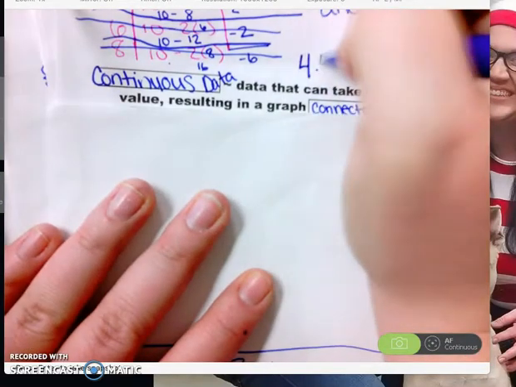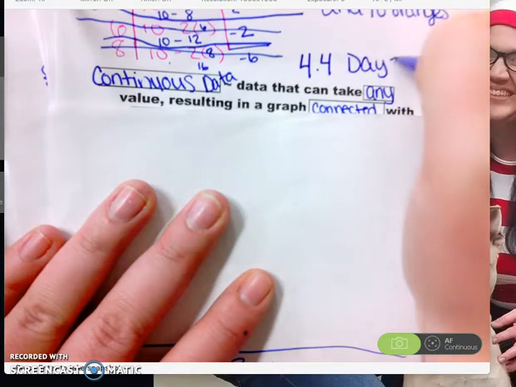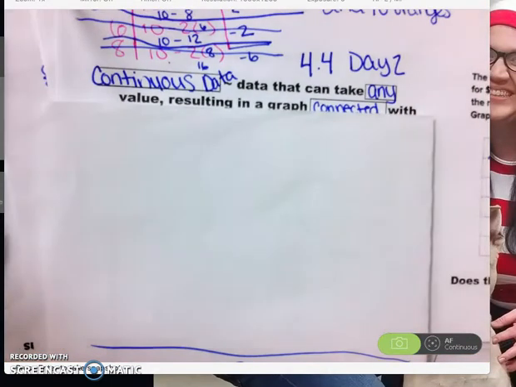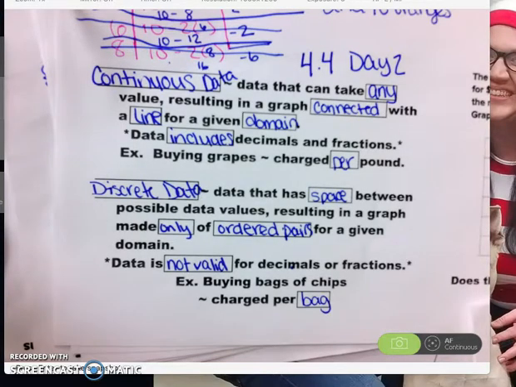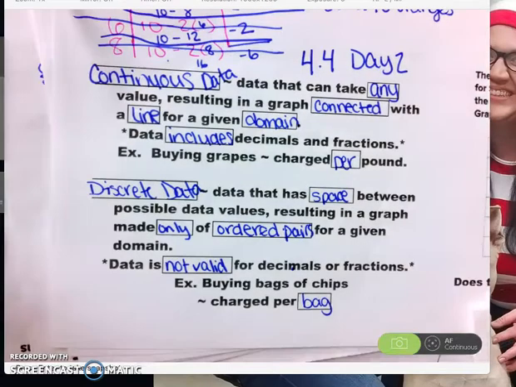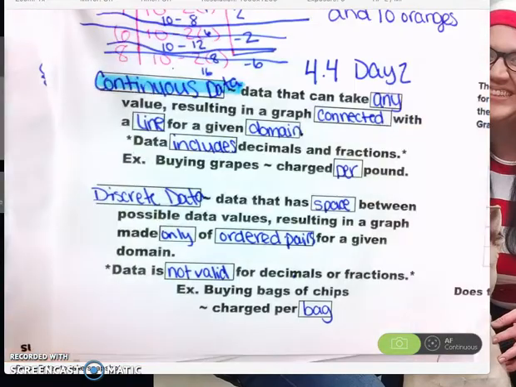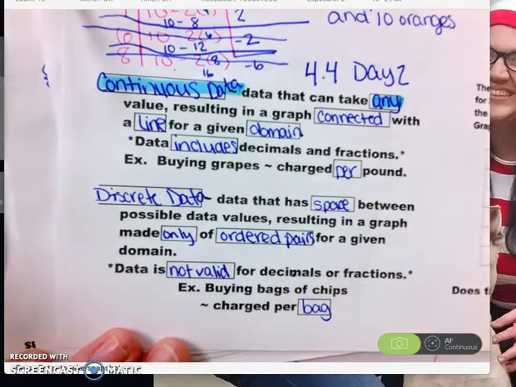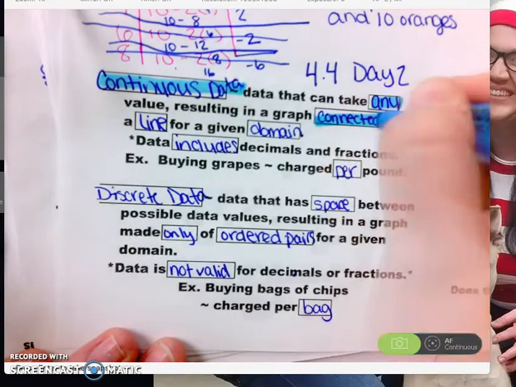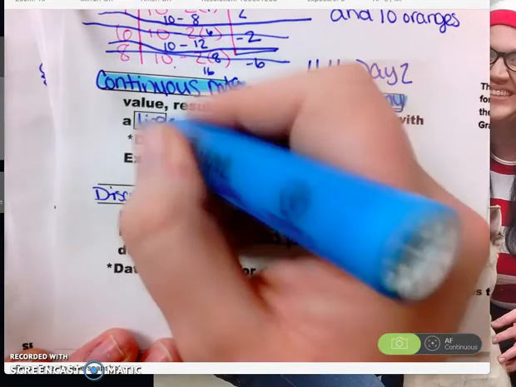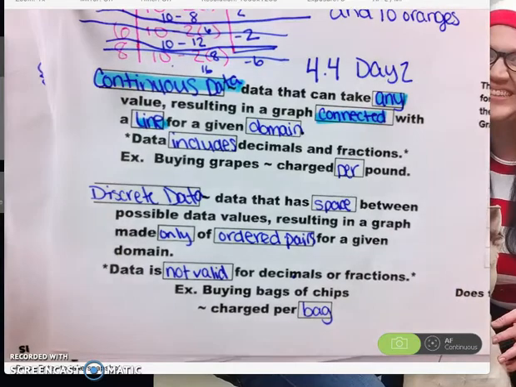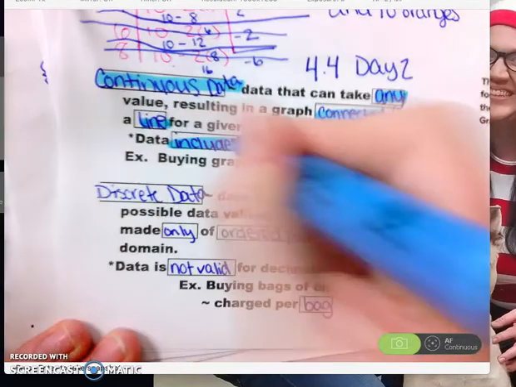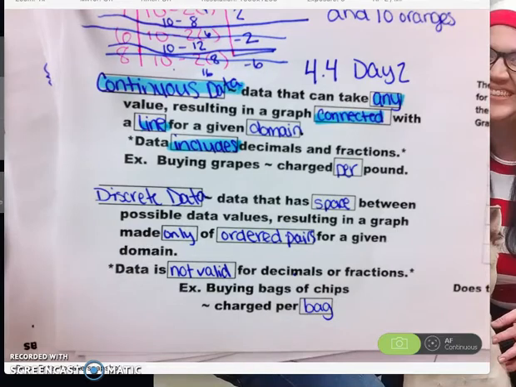This is 4.4, day 2. We're going to be continuing to talk about linear functions, but now we're going to be talking about continuous data and discrete data. So continuous data is data that can take any value, resulting in a graph with a connected line for a given domain. The data will include decimals and fractions. Now, when I say it will include decimals and fractions, it means in the domain.